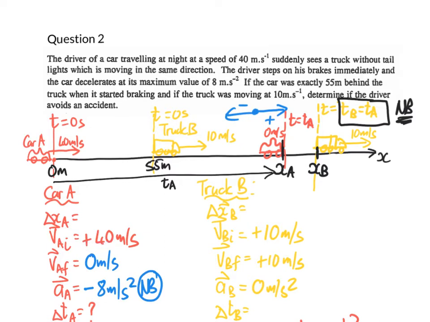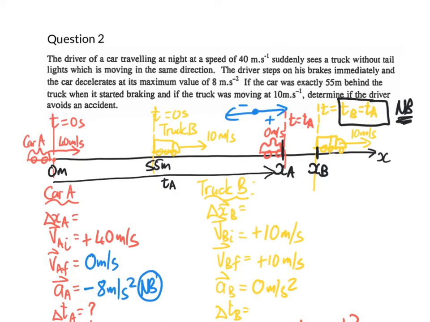It says the driver steps on his brakes immediately and the car decelerates at its maximum value of 8 meters per second squared. Now, this is tricky. The car is traveling in a positive direction, but it's decelerating, which means that its acceleration is going to be negative 8 meters per second squared. And the reason for that is that the car's brakes have a net force which acts in the opposite direction to the direction of the motion. So this must be minus.